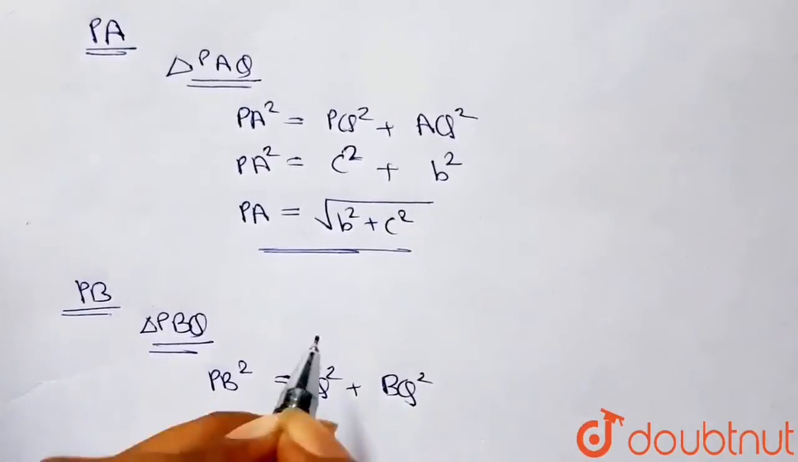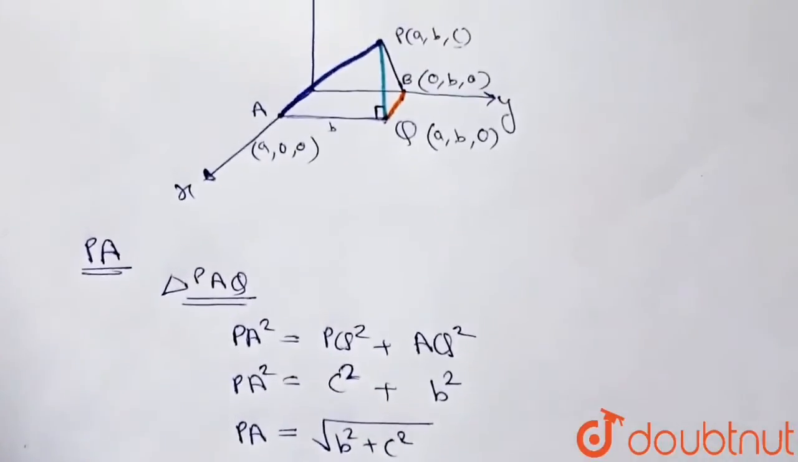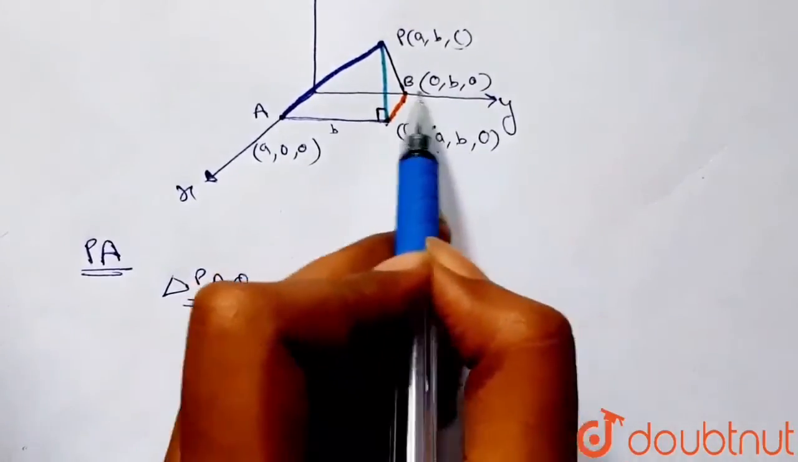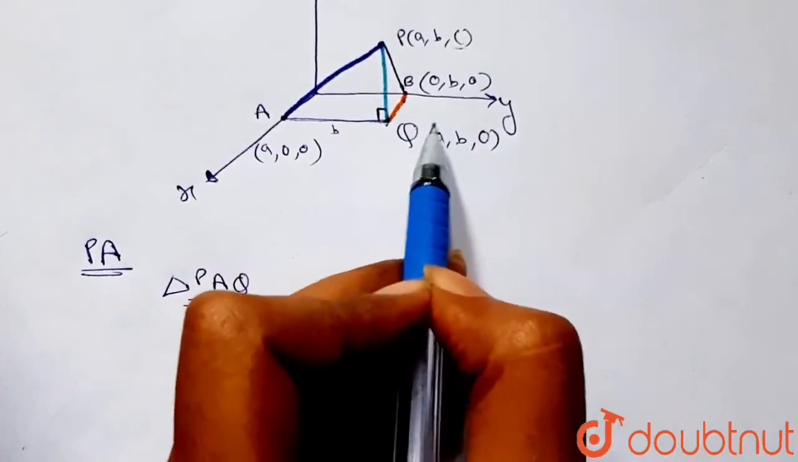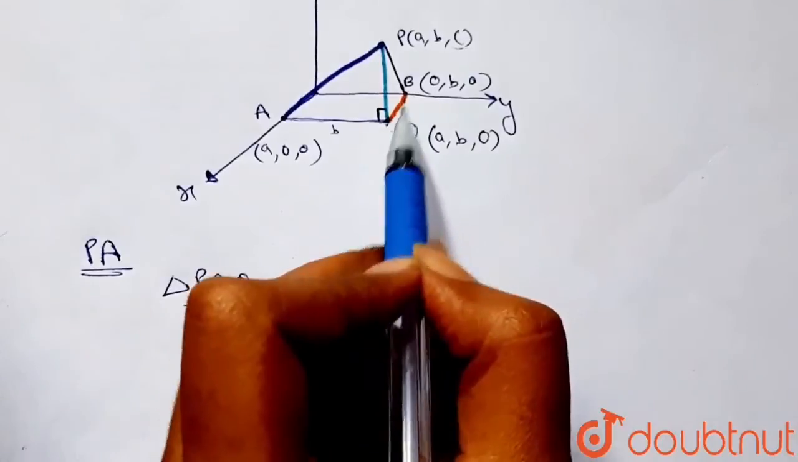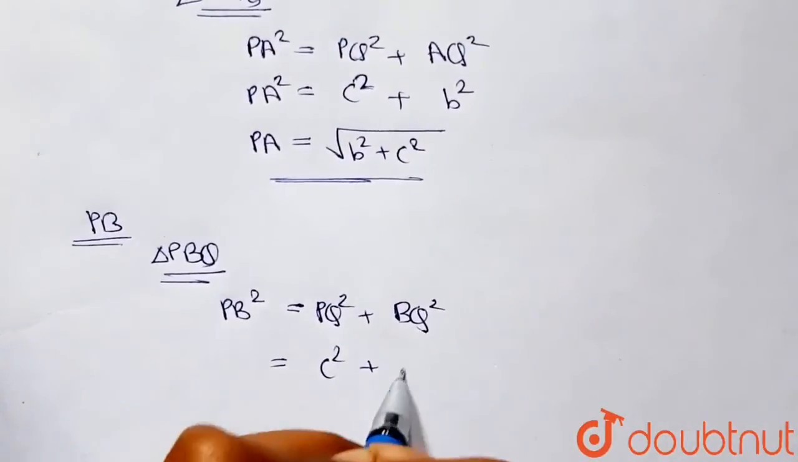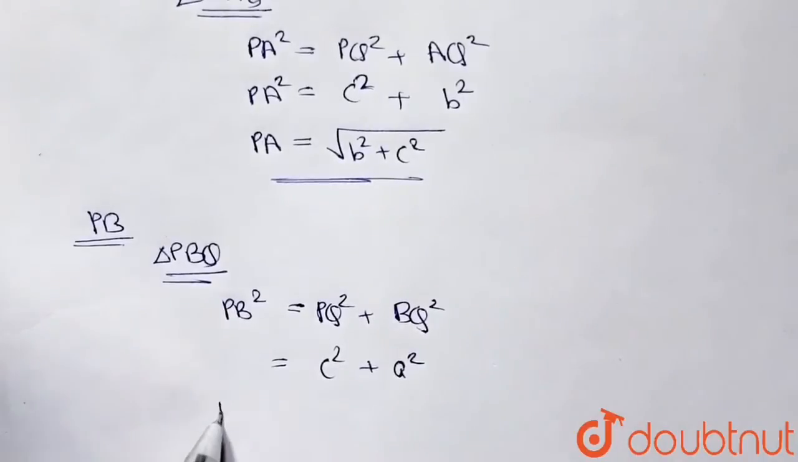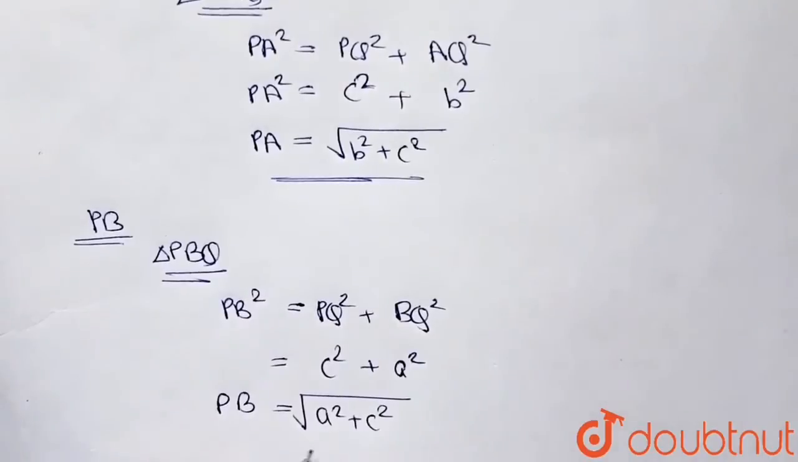Again, PQ will be equal to C, plus BQ. So from this figure, you can see that here the x coordinate is 0 and for Q the x coordinate is A. So this distance is actually equal to A, so BQ is actually equal to A. So this will be C square plus A square. So from here we got the value of PB as under root of A square plus C square. So this will be the distance of that point from y-axis.